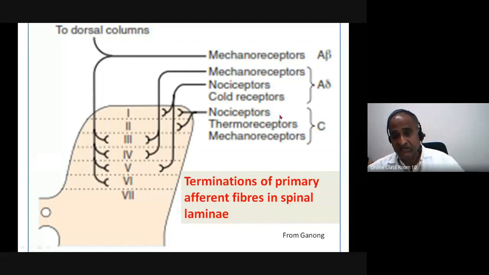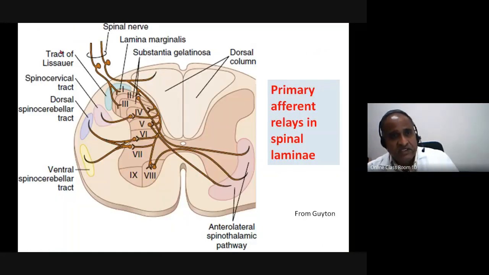These are primary relays, but they have collaterals. All of them give collaterals to segments 1 to 7 or 8 of the spinal cord. You can just see here, this is one of those fibers coming here, so relaying in lamina 1, and then after lamina 1, it is also relaying in lamina 5. So then after relaying in lamina 5, this is ascending as, look at this here, this is the anterolateral spinothalamic pathway. You just see that this is carried as a spinothalamic pathway and it ascends up to the thalamus. So this is one relay.